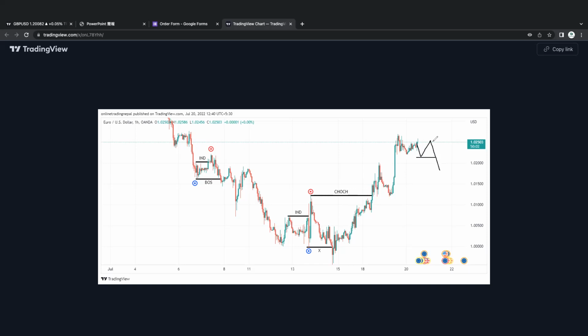Price must take out this high like this. So this becomes our new inducement, and we can buy here and go higher, and this becomes our new BOS. As long as anything moves within here, it's just an internal structure, and it is not considered an inducement.